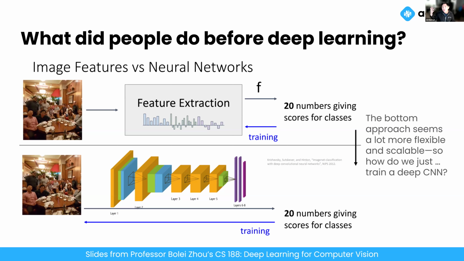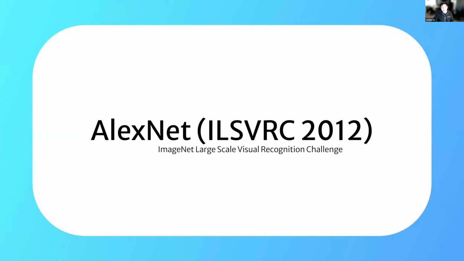So how can we train a deep CNN and avoid the gradient vanishing issue? The answer was proposed in AlexNet back in 2012. The ILSVRC stands for ImageNet's Large Scale Visual Recognition Challenge, which is the full name for the ImageNet Challenge.